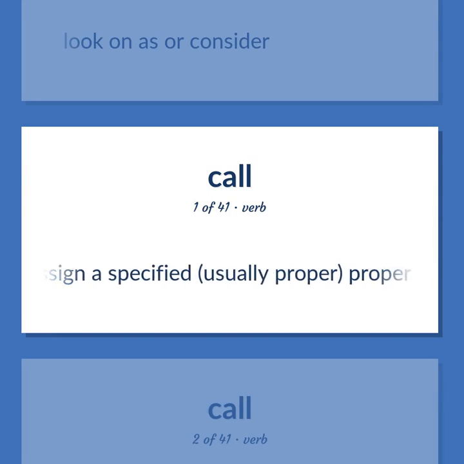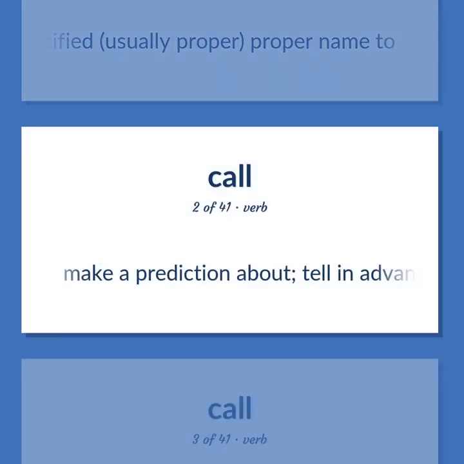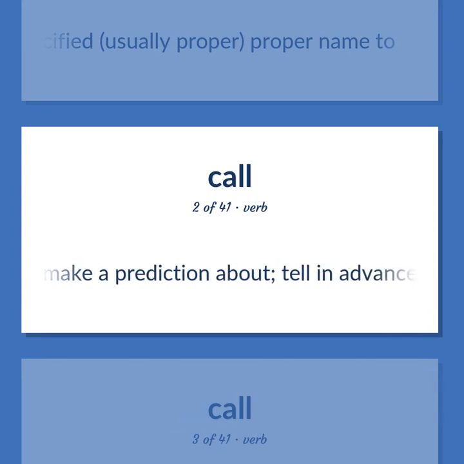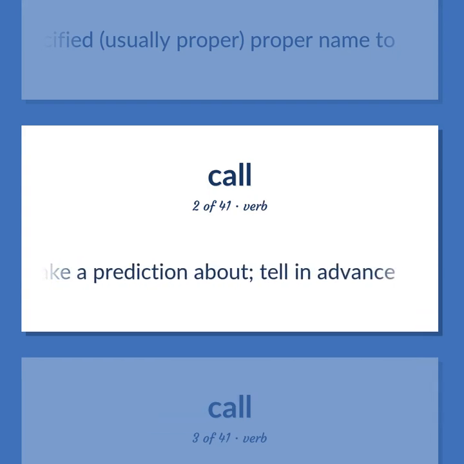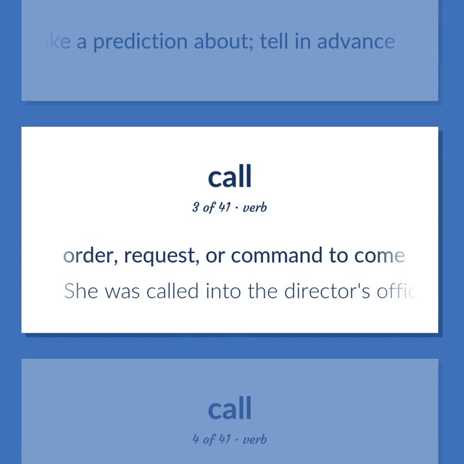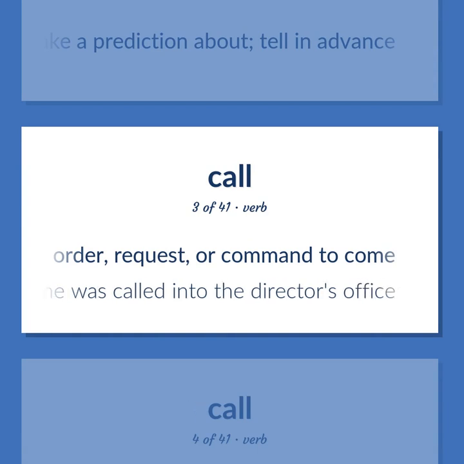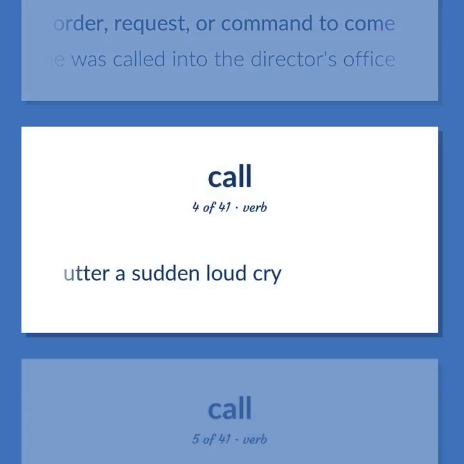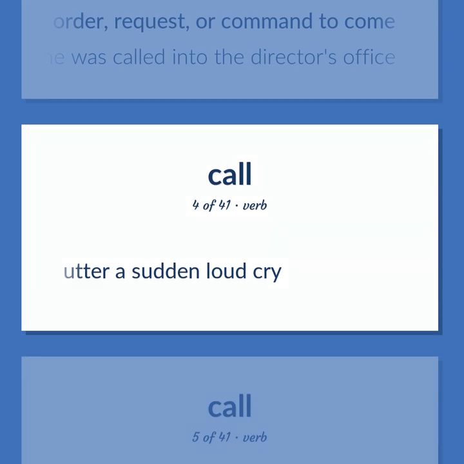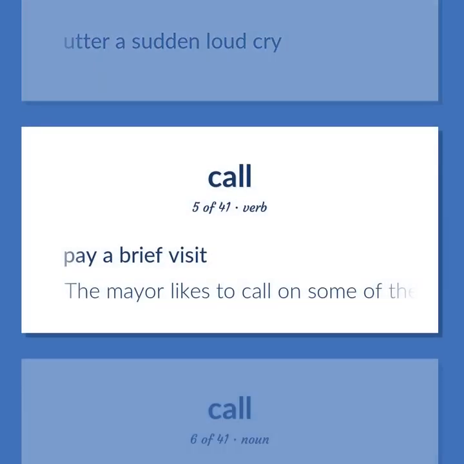Assign a specified, usually proper name to. Make a prediction about. Tell in advance. Order, request, or command to come. She was called into the director's office. Utter a sudden loud cry. Pay a brief visit. The mayor likes to call on some of the prominent citizens.